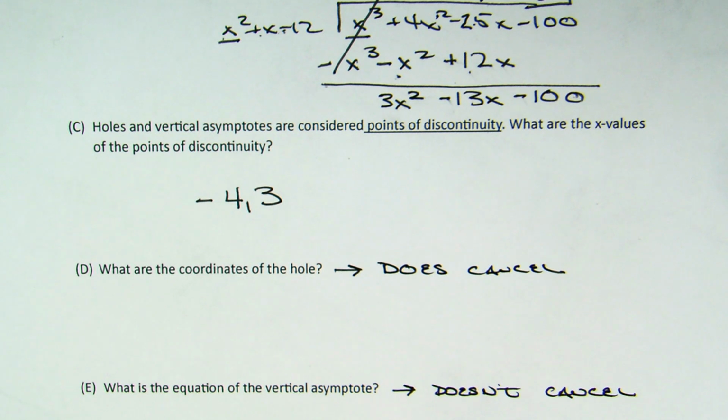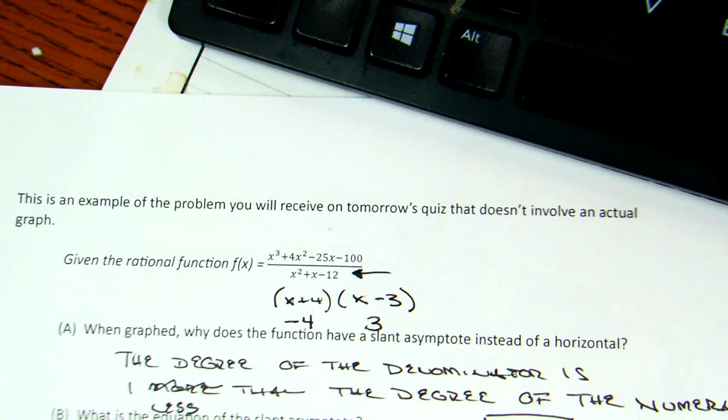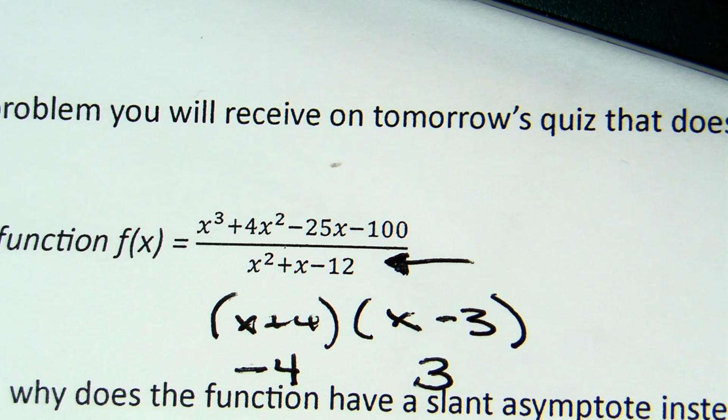When it does cancel, that means that either the plus 4 or the negative 3 was in both the numerator and the denominator. That makes it a hole. For that, and this is what certain individuals on the left-hand side of the room were dreading, now you have to figure out and factor the numerator. Now, to factor the numerator, it's not a binomial, so you can use synthetic division, but here's what's going to save you a lot of time.